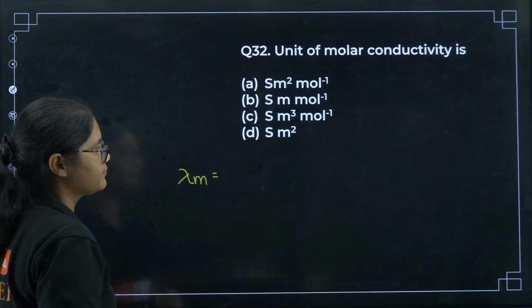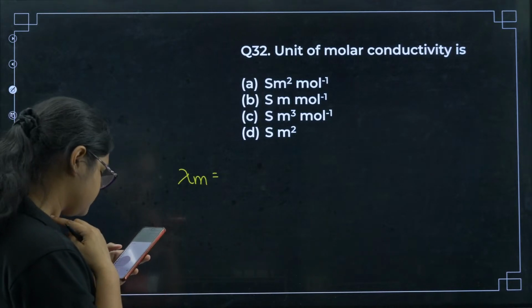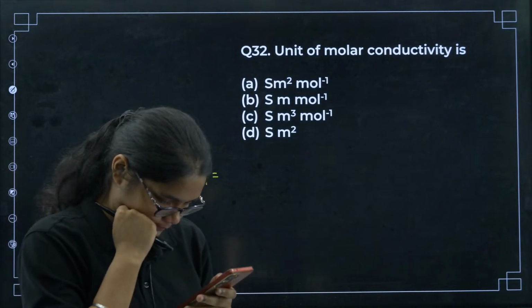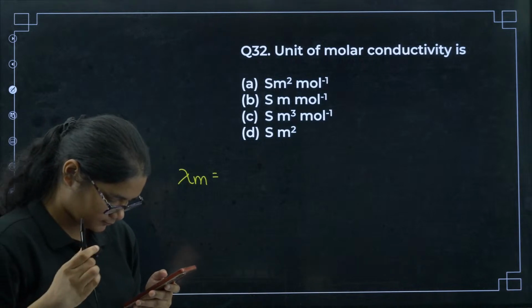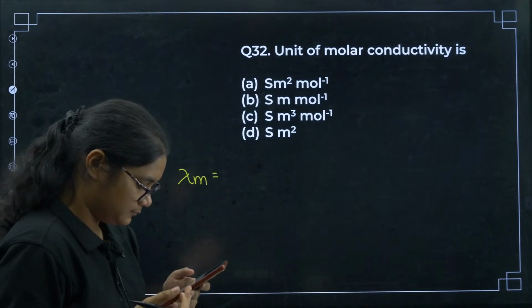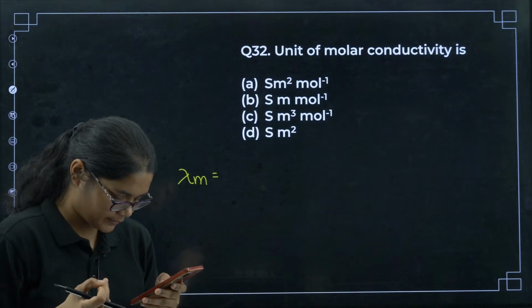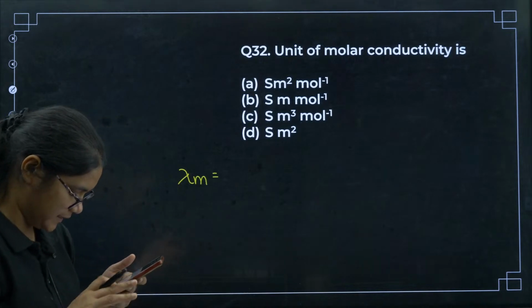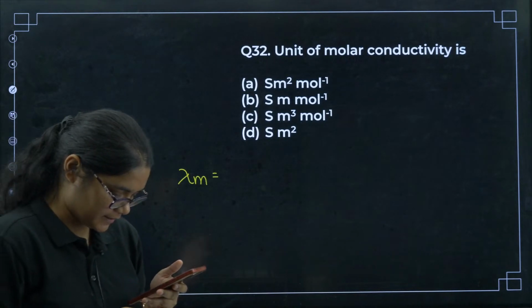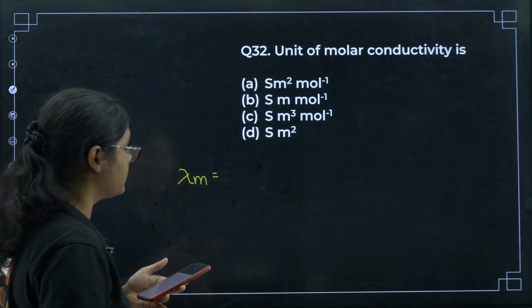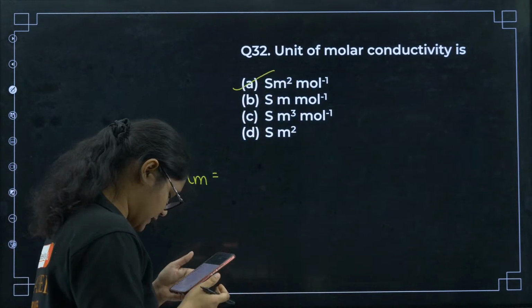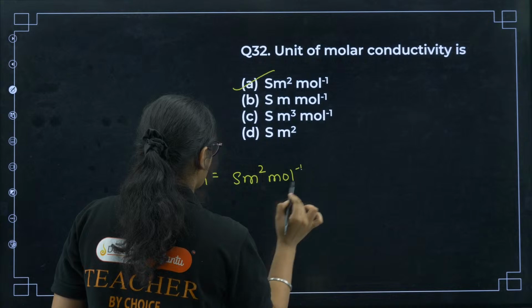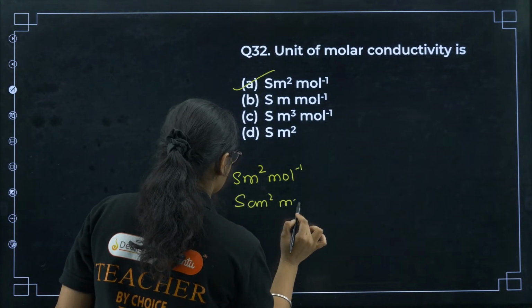What is its unit? Yes, quick question here. All of you are saying correct. Yes, Pradeep, it is also for PU1 and PU2. Yes, 32 is A. Very good. All of you have given the correct answer. It is S meter square mole inverse or S centimeter square mole inverse.